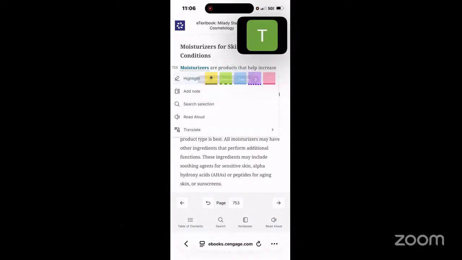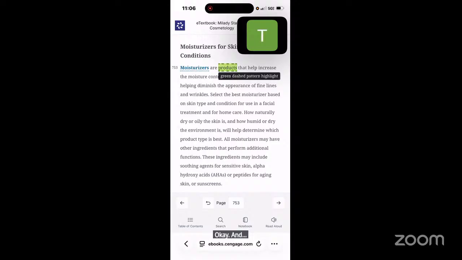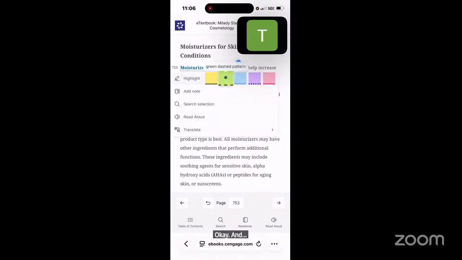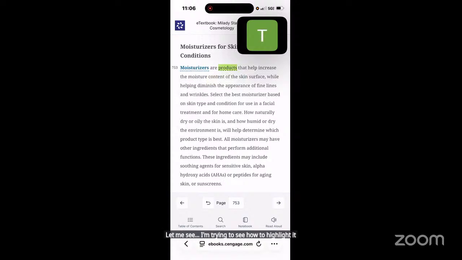Okay. And let's see. I'm trying to see how to highlight it on the phone. I may just leave it alone.